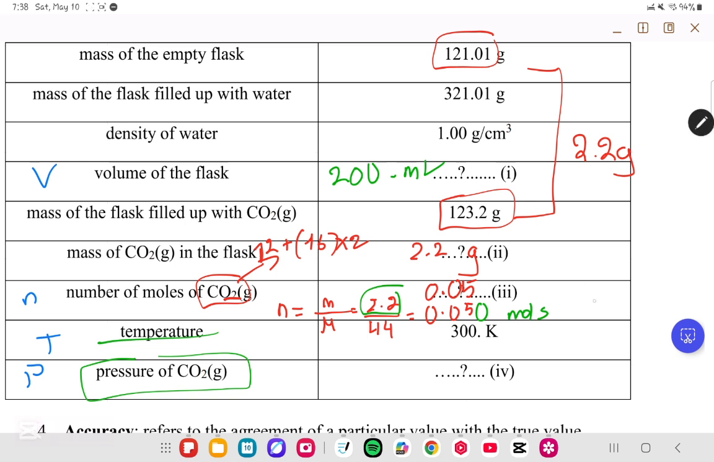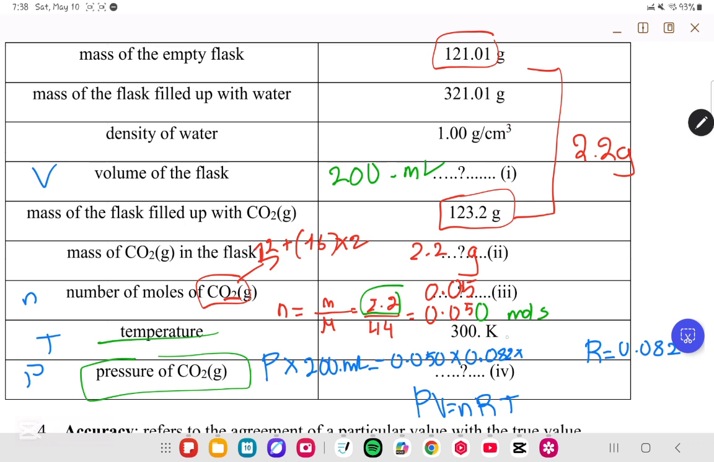And you should remember that the ratio R is equal to what? It's equal to 0.082. So in this case, we can apply the equation PV equals nRT. The pressure is what we need to find. So pressure times the volume, which we found to be 200 milliliters, is equal to the number of moles, which is 0.050 moles, multiplied by R, which is 0.082, multiplied by what?